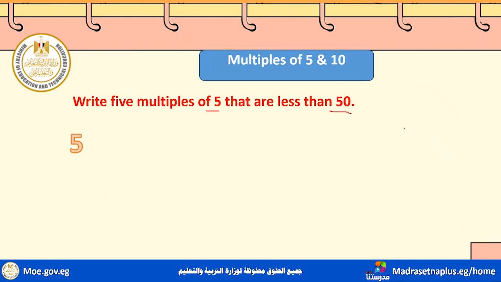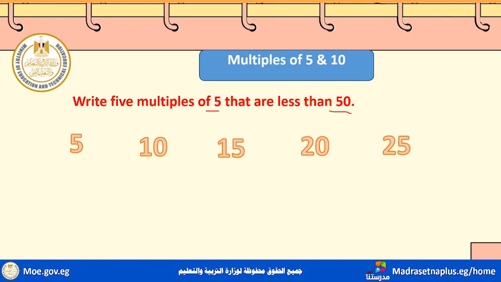5. That's right. 10. Great. Here are 20 and 25. Let's count them. First multiple, second one, third, fourth, and fifth. If I asked you to find 5 multiples of number 5, these multiples less than what? Less than 50. Can you get more?